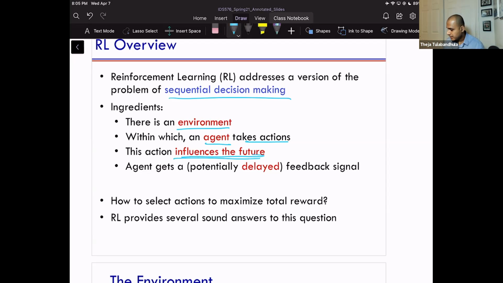Also, the agent gets a delayed feedback signal. The feedback signal is what we call the reward, and we want to maximize the total reward. So we keep taking actions again and again, and for most of the session we're going to talk about discrete time. So we are only taking actions every second, not like second 1 and then 1.2 seconds later and so on. Just discretize time as second 1, second 2, second 3, second 4, or minute 1, minute 2, minute 3, minute 4. We want to maximize total reward across all these minutes over which the agent interacts with the environment.